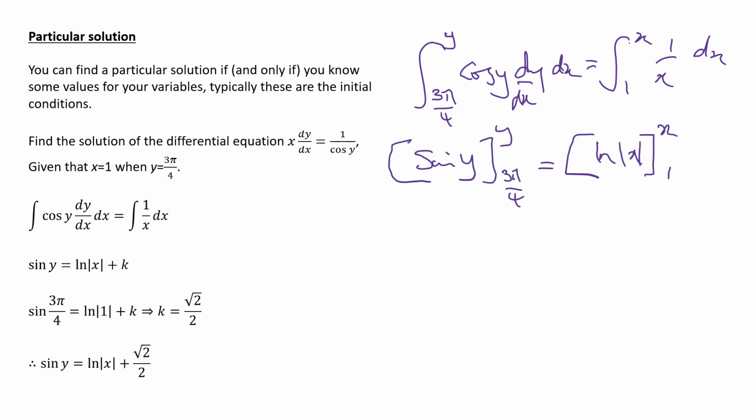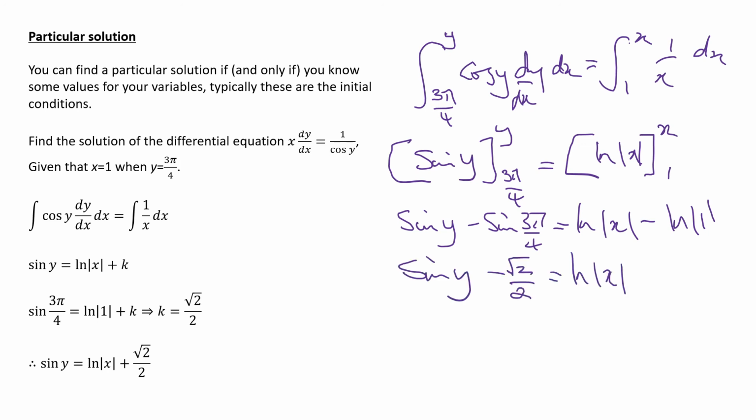So I happily get that, and then if I apply my limits, I'll get sine y minus sine 3 pi by 4 is equal to ln mod x minus ln 1. Well, of course ln 1 is 0. Sine of 3 pi by 4 is root 2 over 2 as I had before, so I'll get sine y minus root 2 over 2 equals ln x, which gives me exactly the same solution as I had before. So you can use either of those, it doesn't make any difference.